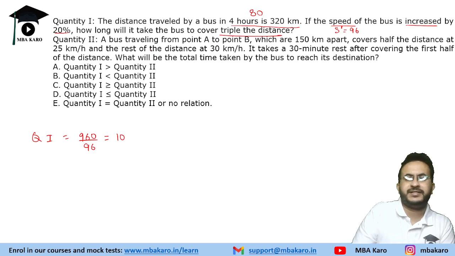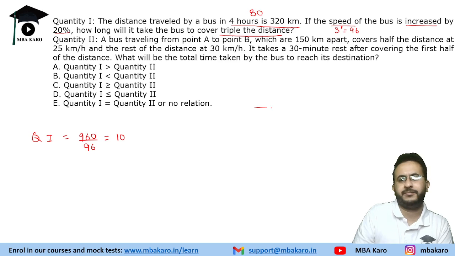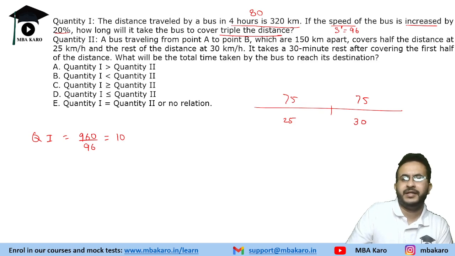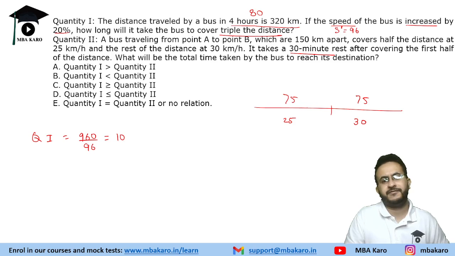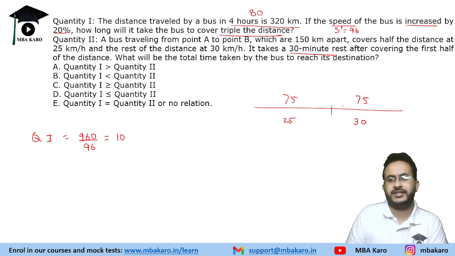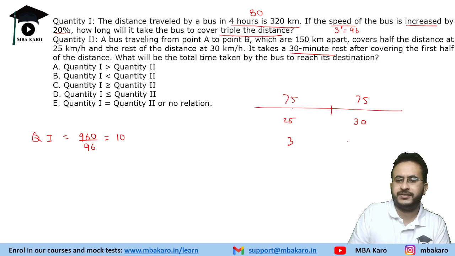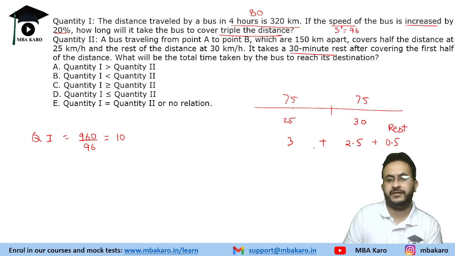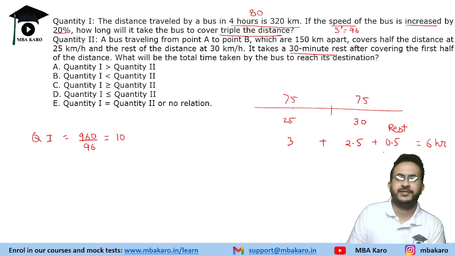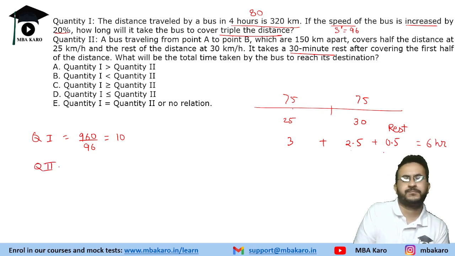Second quantity: a bus traveling from A to B, which are 150 kilometers apart, covers half the distance at 25 kilometers per hour. So 75 kilometers it covers at 25, and the rest of the distance at 30 kilometers per hour. It takes a 30-minute rest after covering the first half of the distance. Total time to reach its destination? Okay, so this is 3 hours. This is 2.5 hours, right? Plus 0.5, that is the rest in between. Okay, 30-minute rest is there. So in total it will take 5.5 plus 0.5, that is 6 hours. So quantity 2 is 6 hours.